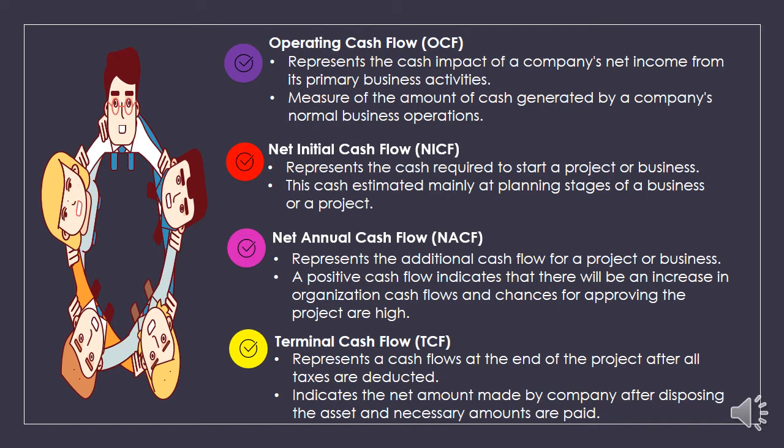TCF represents the cash flow at the end of the project after all taxes are deducted. It also indicates the net amount made by a company after disposing of the assets and paying the necessary amounts.